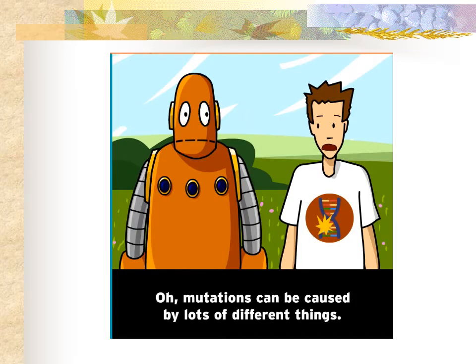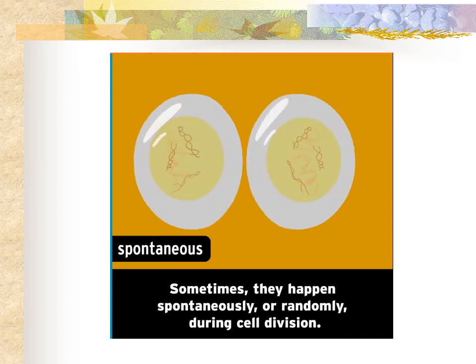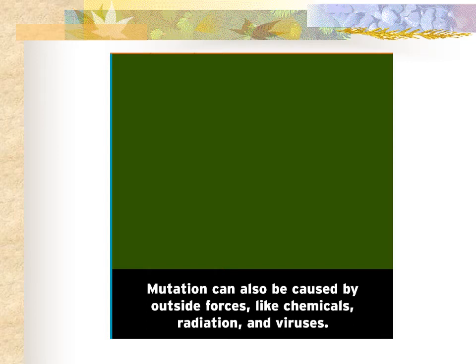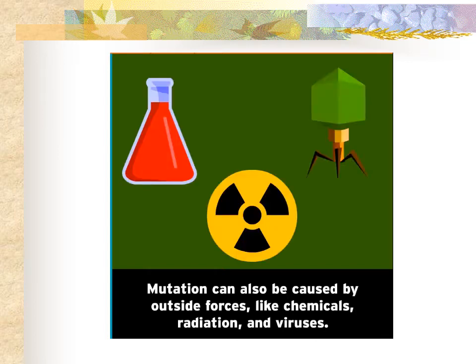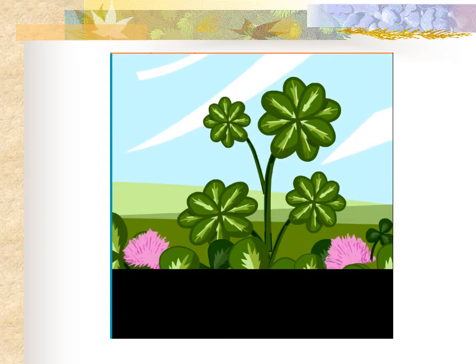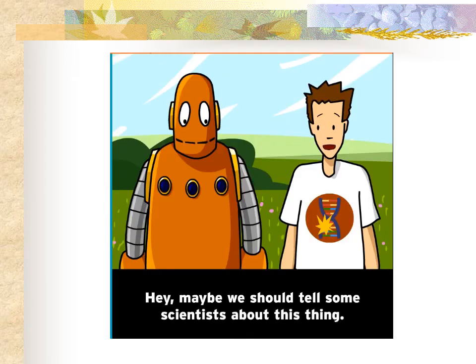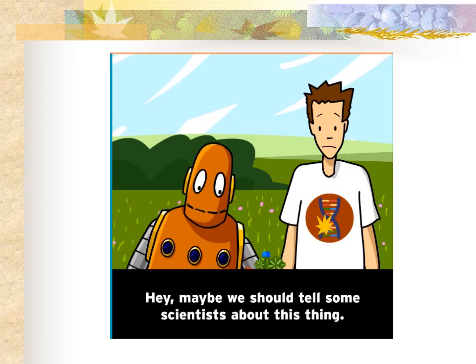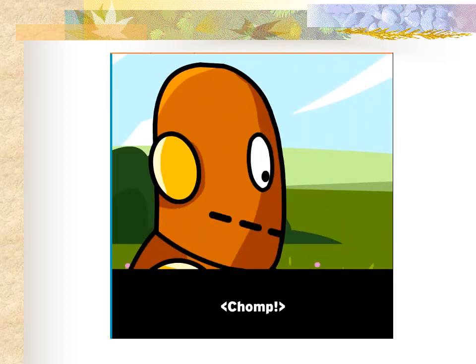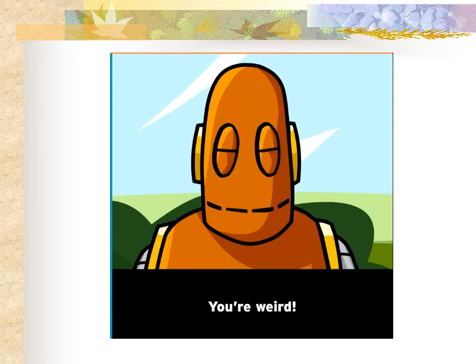Mutations can be caused by lots of different things. Sometimes they happen spontaneously or randomly during cell division. Mutation can also be caused by outside forces like chemicals, radiation, and viruses. Wow, that's kind of neat. Hey, maybe we should tell some scientists about this thing. Oh. What? Ow! Whoa! Why did you do that? You're weird.